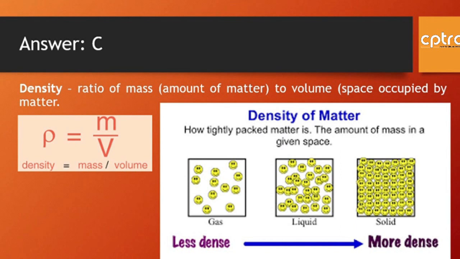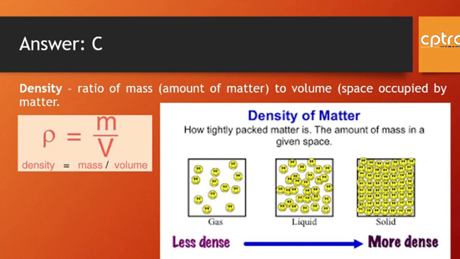So you can express that in mathematical symbols. You have rho, which stands for density, M stands for mass, and V stands for volume. So you can see in the formula that density is the ratio of mass and volume. Density also means how tightly packed matter is, the amount of mass in a given space.